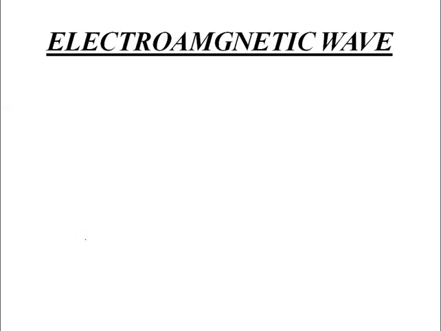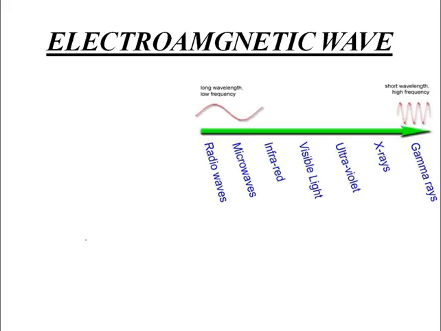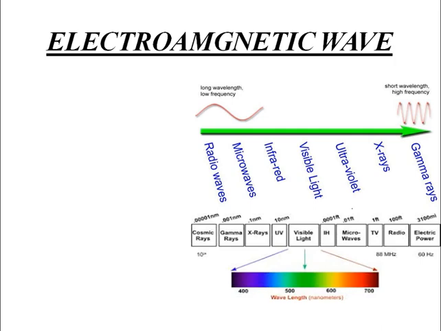Clear? So let's see. This is the range from radio waves towards gamma waves. This is high wavelength or long wavelength to short wavelength, or we say low frequency to high frequency. So this is again the range.